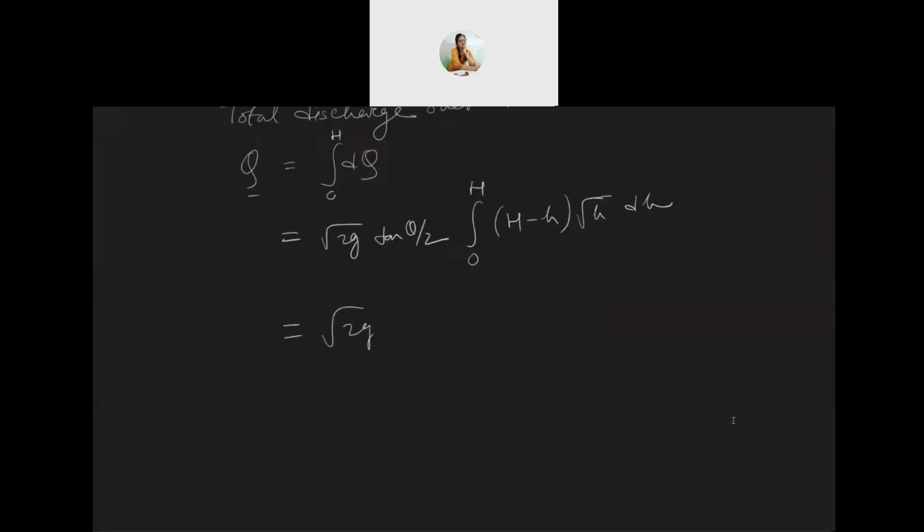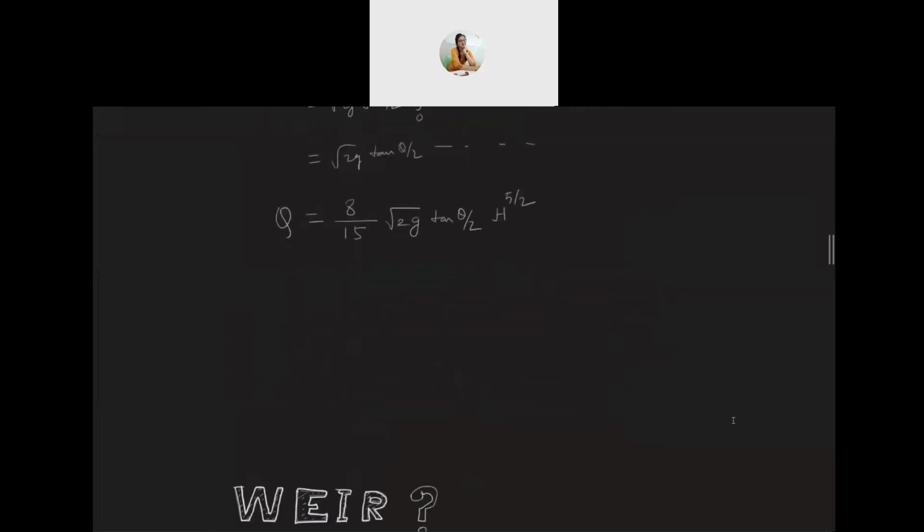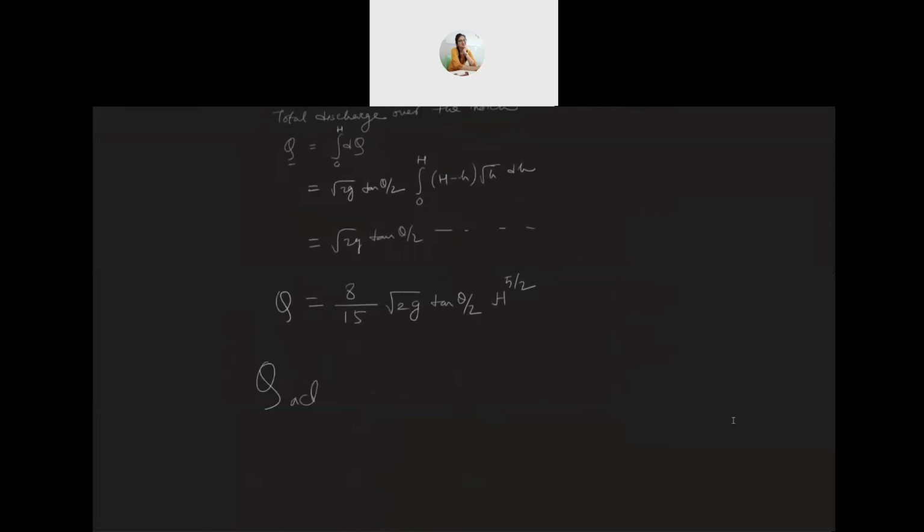And finally, we are going to arrive at an expression for the total discharge, that is Q equal to 8 by 15 root over 2g tan theta by 2 and H to the power 5 by 2. So that is the final expression for discharge. Again, this is only the theoretical discharge, and the actual discharge will be given by Q actual equals 8 by 15 multiplied by some coefficient of discharge Cd. And the rest of the expression remains the same.